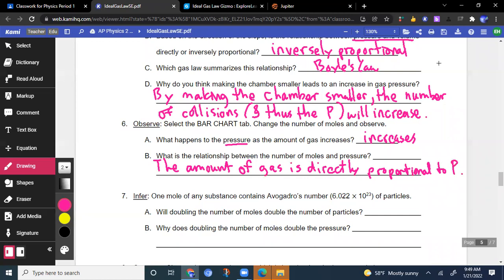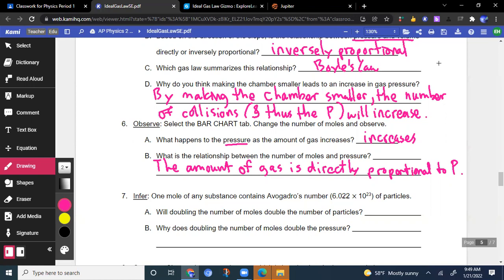To pressure. This one should make sense too. If you're at the gas station and you're putting more air in your tires, you're adding more air. What happens to the pressure of the tires? It increases, right? There's more collisions going on, more pressure.